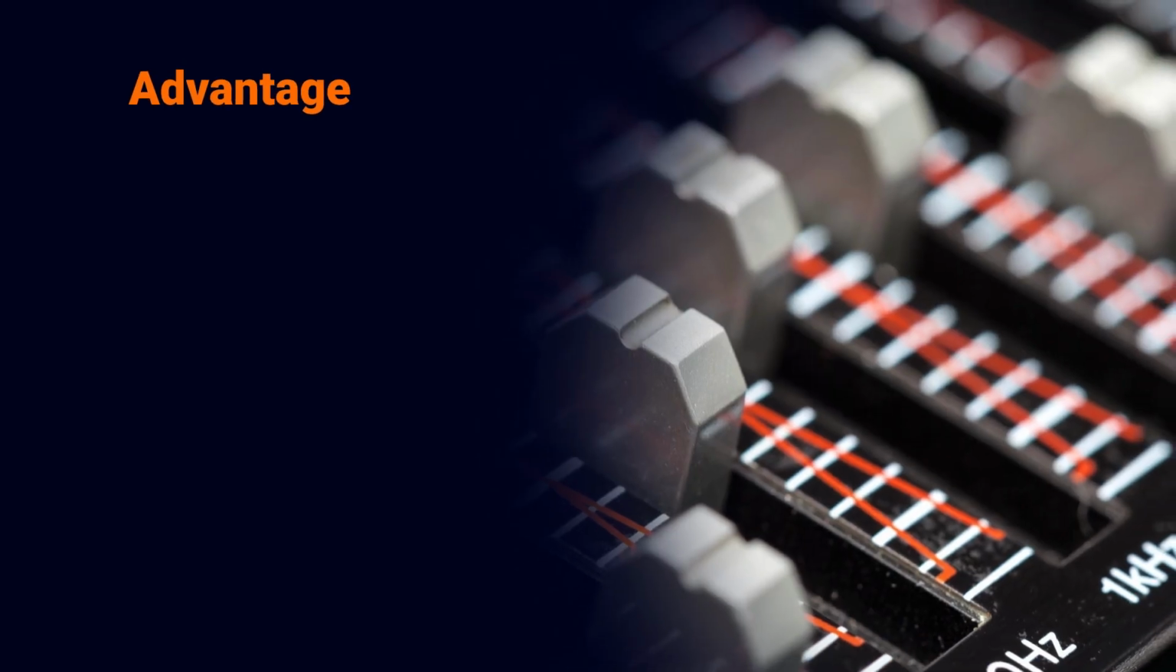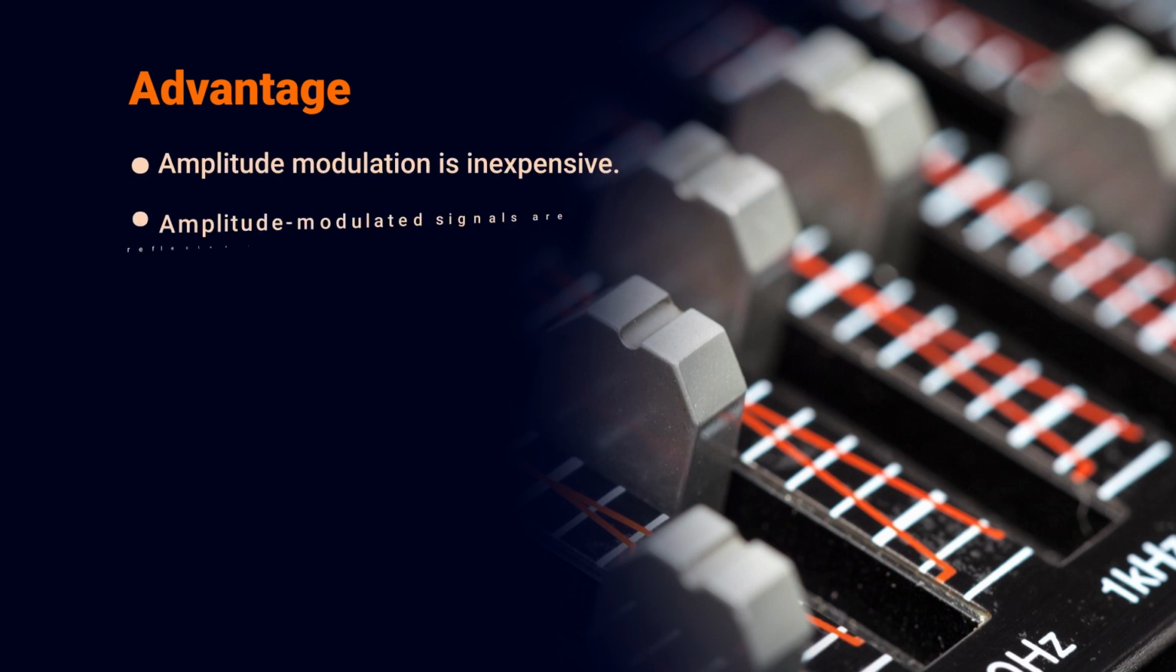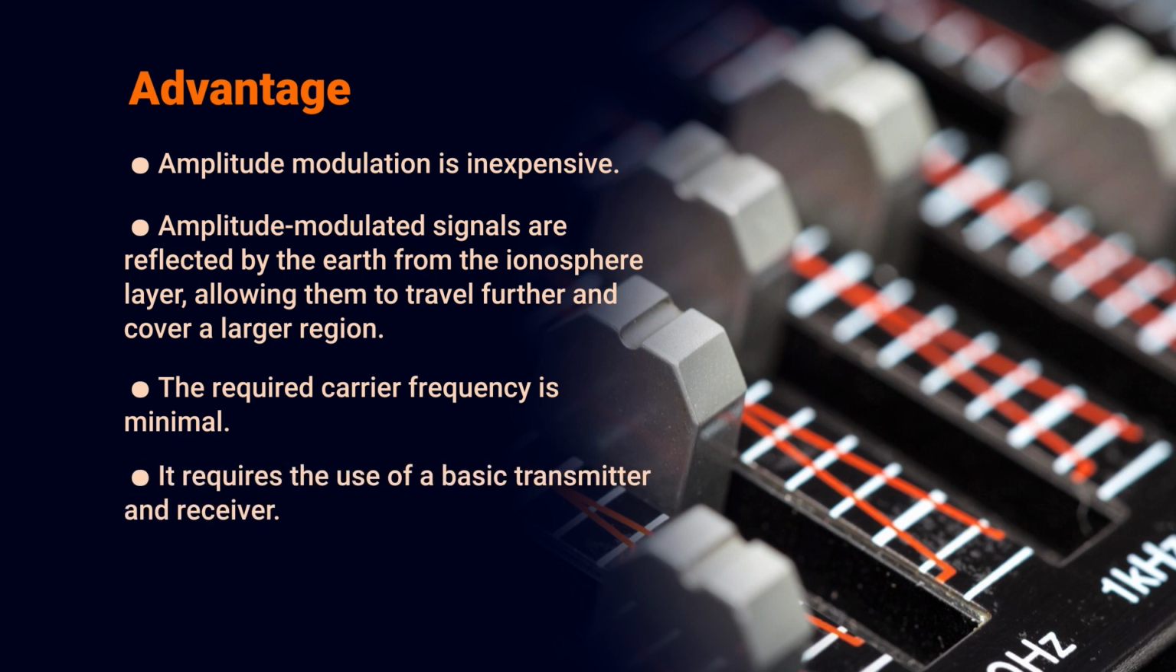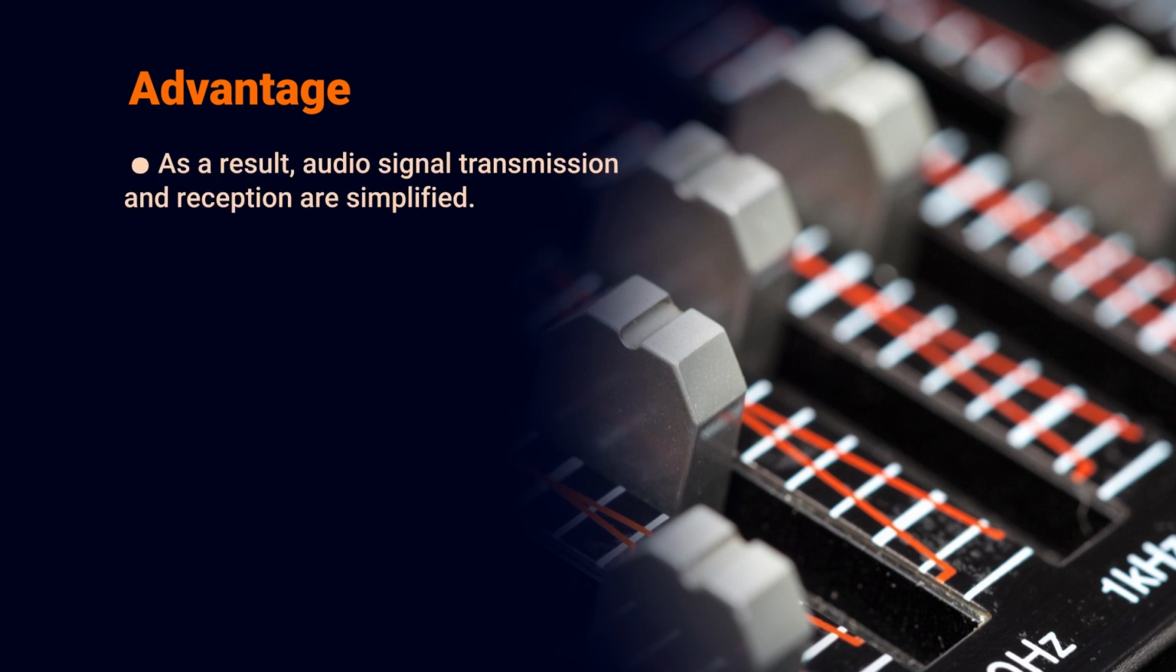Now, the advantages of amplitude modulation. Amplitude modulation is inexpensive. The second advantage is that amplitude modulated signals are reflected by the ionosphere layer, allowing them to travel further and cover a large region. The third advantage is that the required carrier frequency is minimum. Next, it requires only a basic transmitter and receiver, and last, as a result, audio signal transmission and reception are simplified.